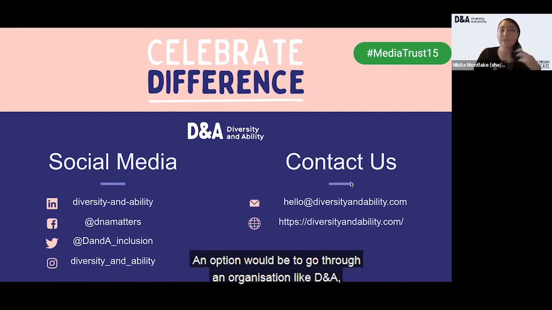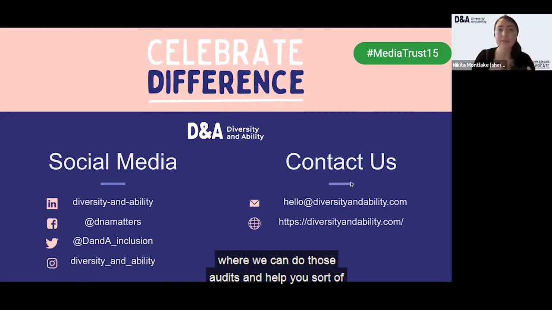An option would be to go through an organization like DNA, where we can do those audits and help you embed inclusivity in multiple aspects of the organization. Otherwise, a lot of the practical tips that we've given now, if you can start to really embed those and build that understanding around accessibility and consideration, and be as transparent as possible.